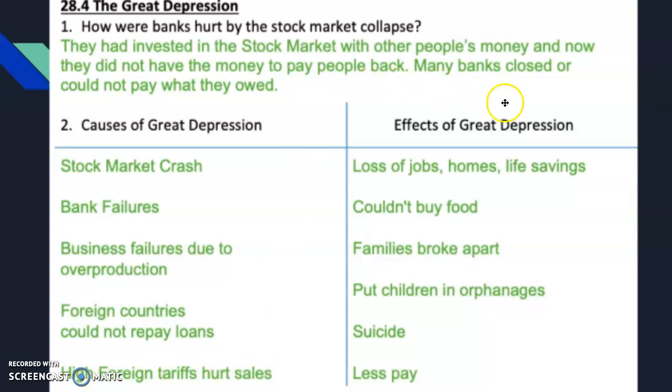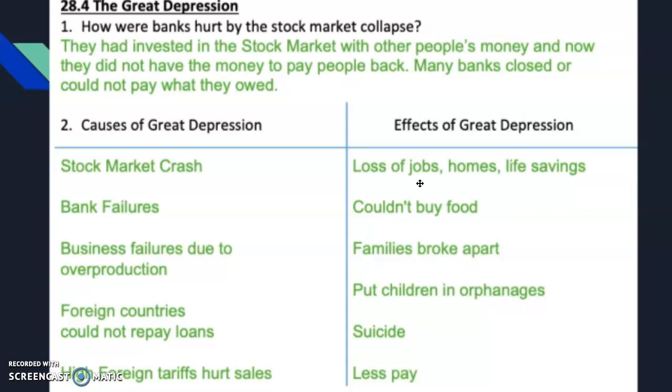As far as things that happened as a result of the crash and the Great Depression, people lost their jobs, their homes, their life savings. A lot of people couldn't buy food. Families broke apart because people would look for work or would just leave because they couldn't provide and felt ashamed. Some families put their children in orphanages because they couldn't feed them, and they knew that in an orphanage at least their children would get food and not starve to death.